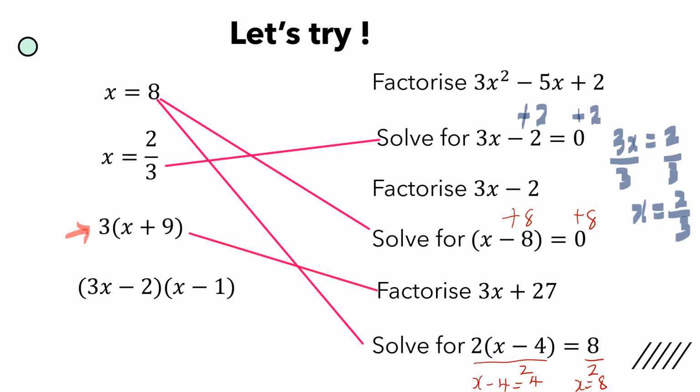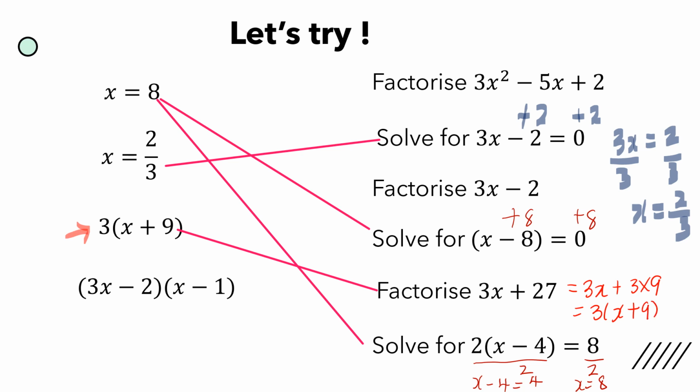Yes, we go for this guy here, because if you look at it carefully, this is equal to 3x plus 27. You can break it down into 3 times 9. So therefore, your common factor is 3. So you just extract it, and you get that linear factors.